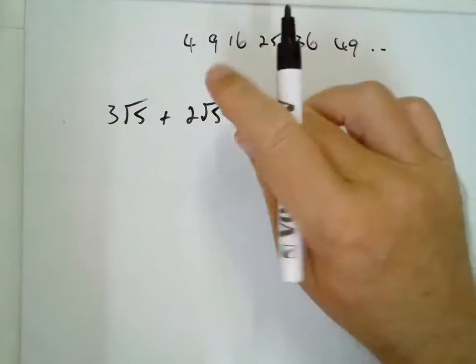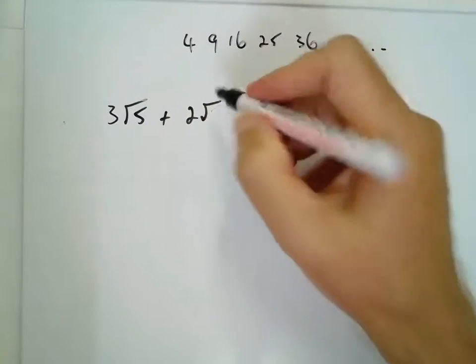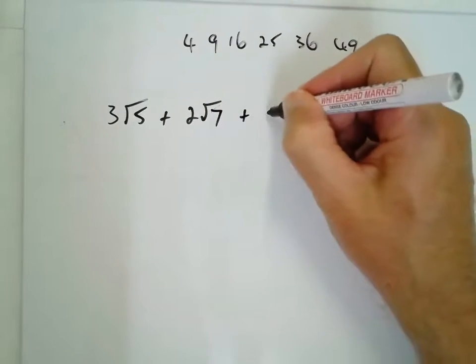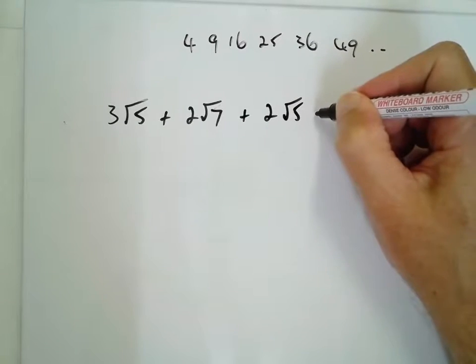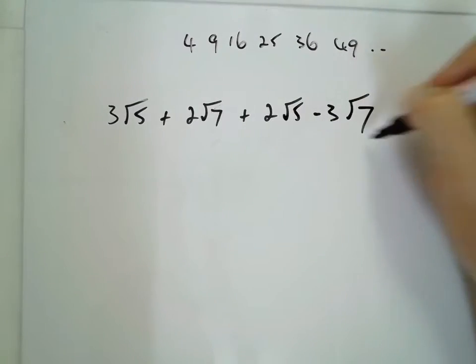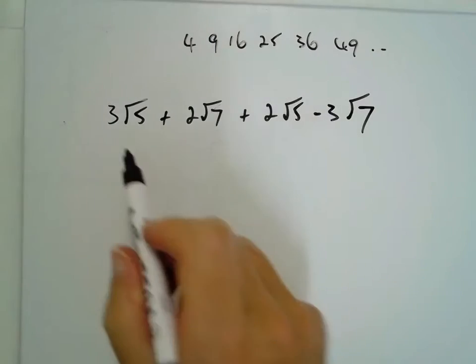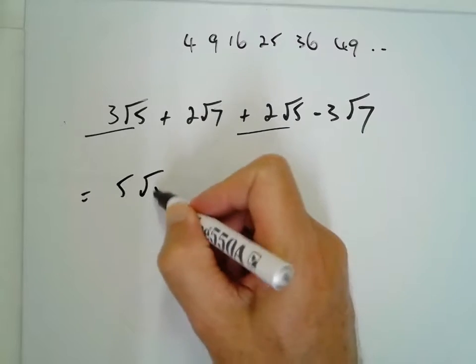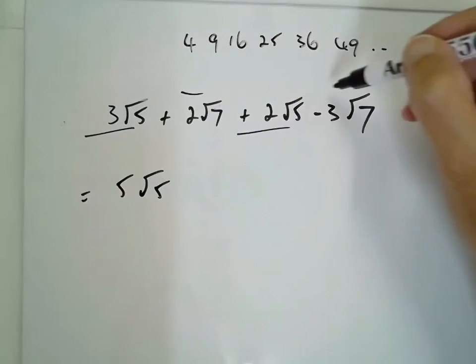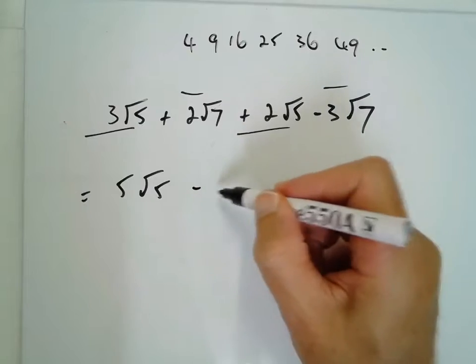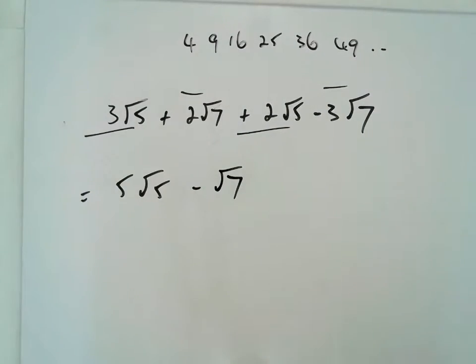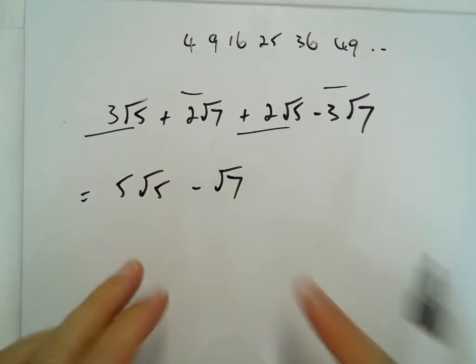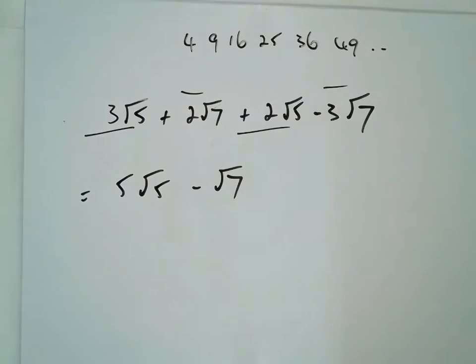So if that wasn't a 5, but if that was a 7, we're going to combine our like terms. So the 3 root 5 and 2 root 5 becomes 5 root 5. And our 2 root 7 minus 3 root 7 will end up being minus root 7. We can't combine like terms when they're not like, so you've got to leave them separate. So that's the next step in surds.